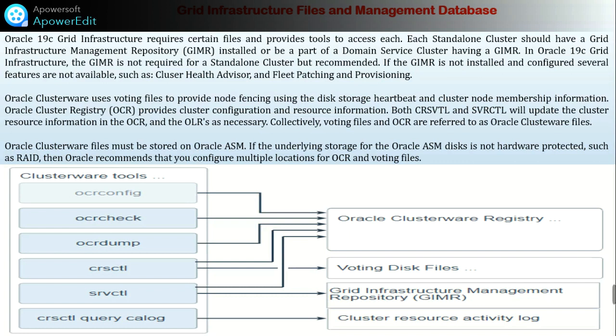The diagram below describes the Clusterware tools, like OCRCONFIG, OCRCHECK, OCRDUMP, CRSCTL, SRVCTL, CRSCTL query, and CLUVFY. The Oracle Cluster Registry resides in ASM, along with the voting disk files, the Grid Infrastructure Management Repository database, GIMR, and the cluster resource activity logs, that is CHAD.